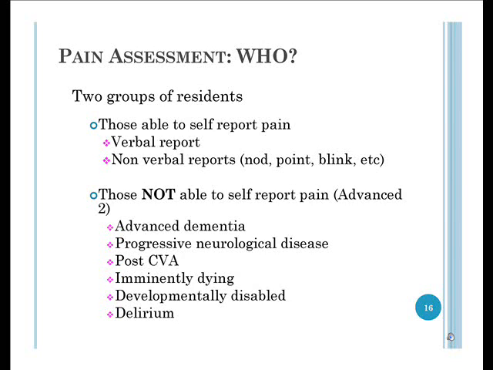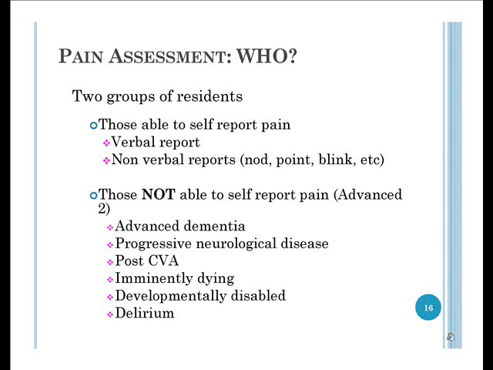So assessment. Who do we assess? Well, our resident population is often divided into those that are able to self-report and those who are not able to self-report. And there are differences in approaches to assessment. If the resident can self-report, we're able to use verbal reports, some of the tools that we mentioned, even nonverbal indicators to a question about pain. A nod, a point, a blink can help us to understand through a self-report, maybe not verbal, but whether or not pain is present.